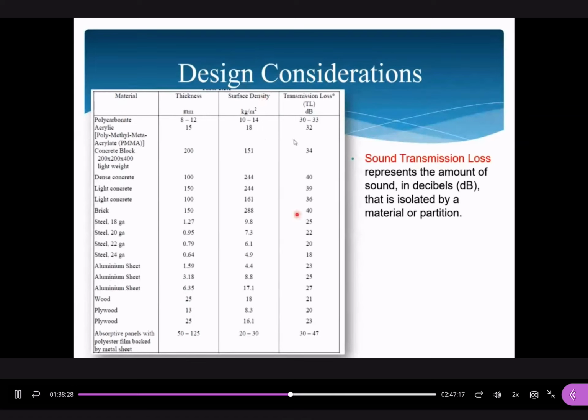We care about the fitness and also the surface densities. The highest density or the highest mass, you could increase the transmission loss. Transmission loss here means how much sound can be isolated by this material. Let's say here polycarbonates, the transmission loss is 30 to 33. It means that it can reduce 30 to 33 dB when sound passes through this material.